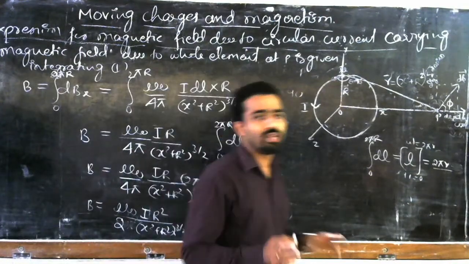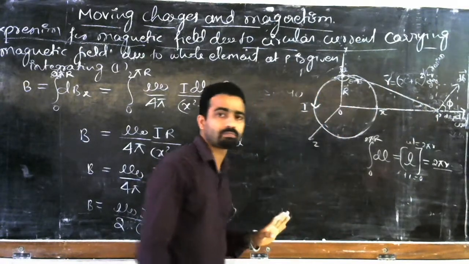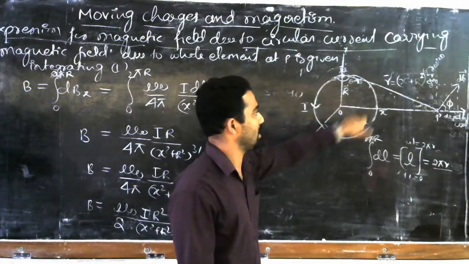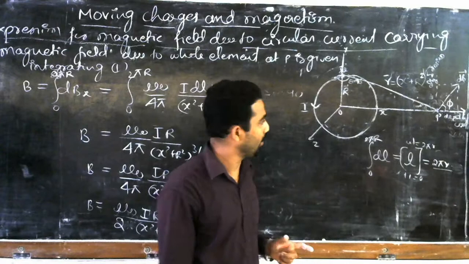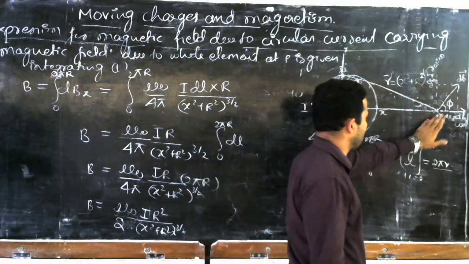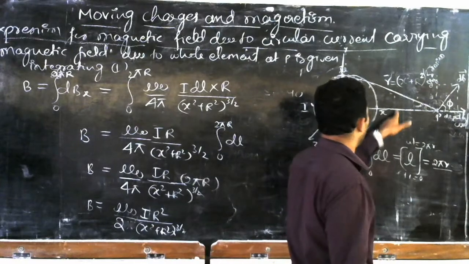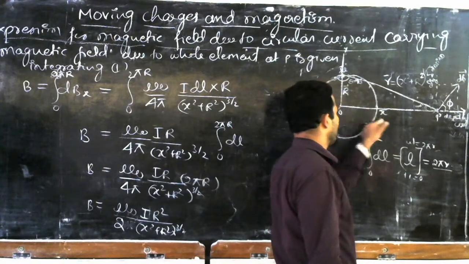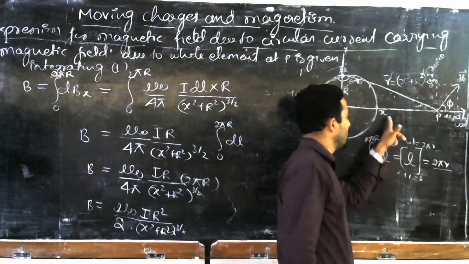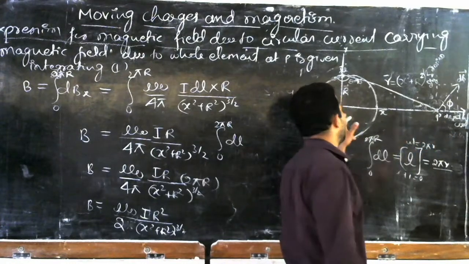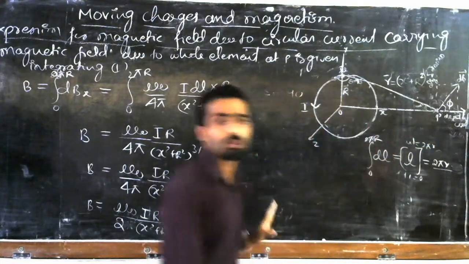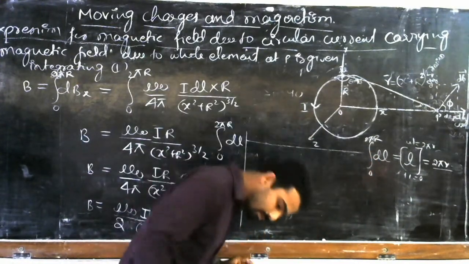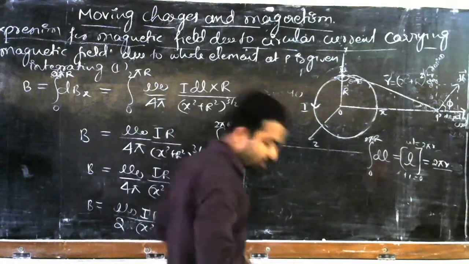For example, imagine that this point P is at the center. If the point P is at the center, what will be the magnetic field at the center of this circular current carrying conductor? If you take the point P from this place to the center, what happens to this distance? This distance will be equal to 0, right? There will not be x because the point P is itself at the center. That is why x will be equal to 0. So this is the case of the field at the center.